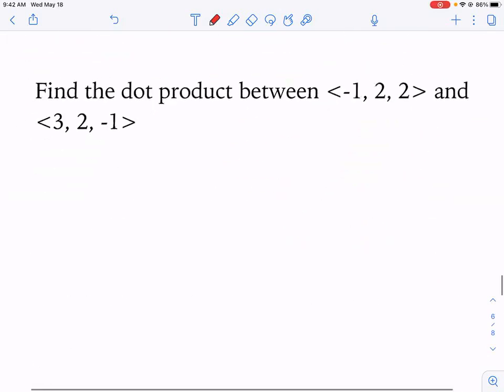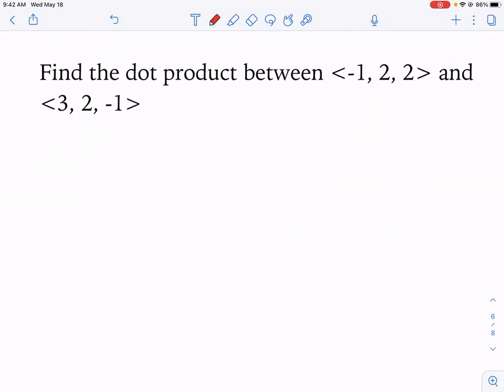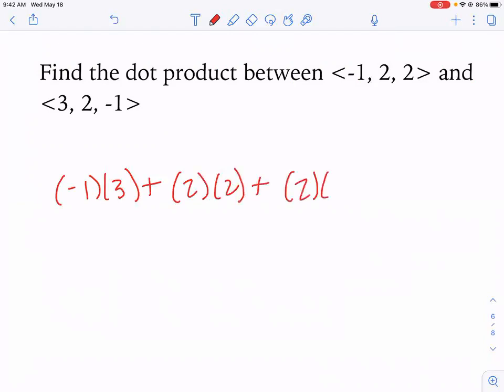All right, so the dot product. Let's find the dot product between these two vectors. Write them down so you have the example. Okay, so what we'll do is we'll take -1 times 3, and we'll add it to 2 times 2, and we'll add it to 2 times -1.